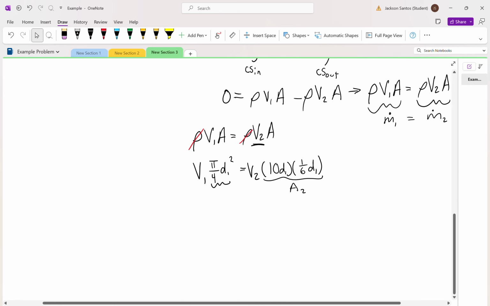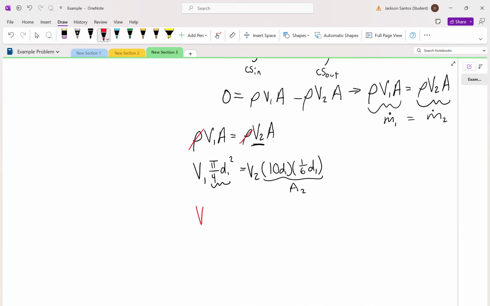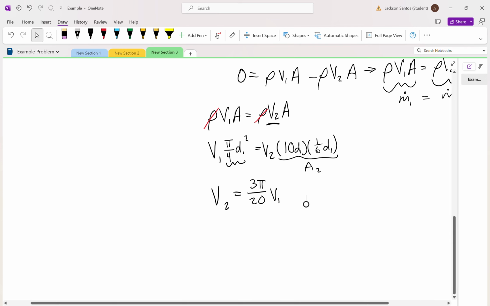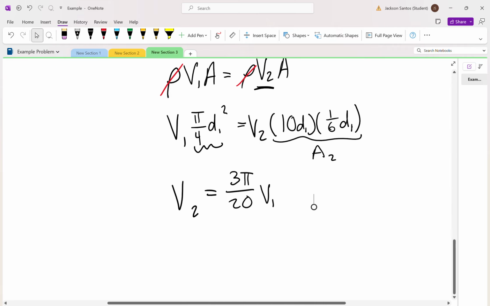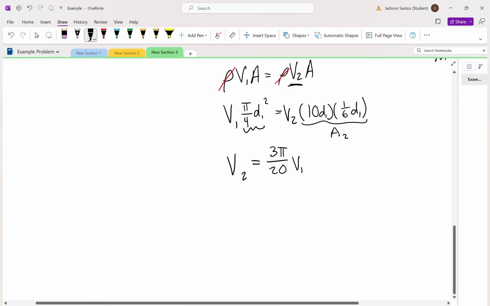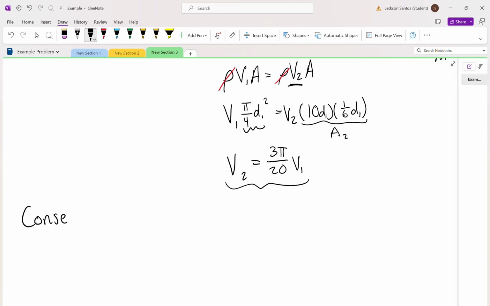So now that we have all of our terms and variables, we can solve for V2, which is going to look like this: 3 pi over 20 V1. We're going to get it all in terms of our variables first, as simple as possible, because the problem does not give us any numbers to work with. We're just going to be solving the equation using the variables that we're given. So now that we have this velocity term, we can use the conservation of momentum.